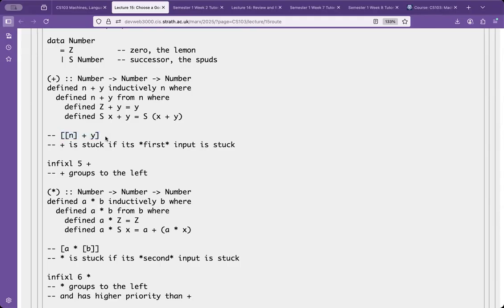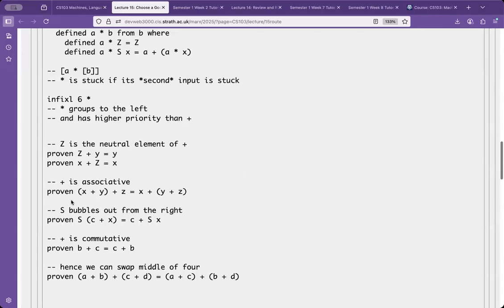So plus wants to know about its first input, and the way we've defined it, times wants to know about its second input. And that's an accident of the way we chose to define these things rather than anything fundamental about addition or multiplication. That's just an outcome of these particular definitions. You'll always see the way the choices were made in the definition will show up in how the proofs work.